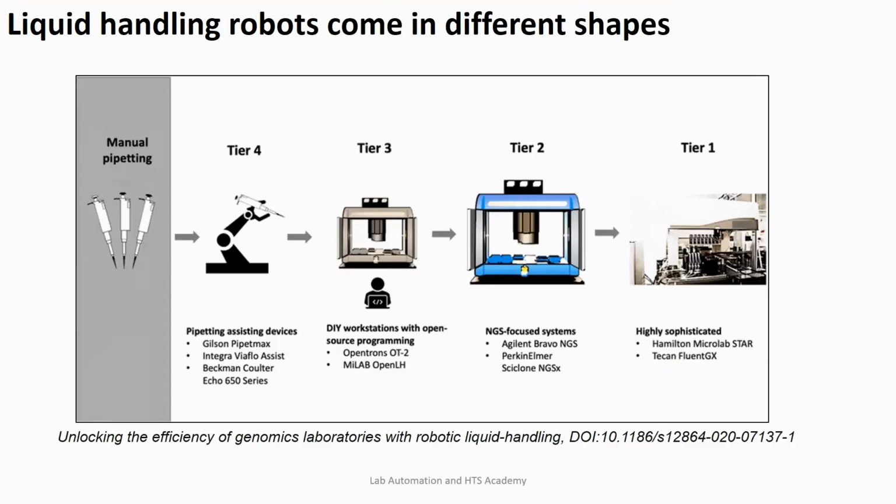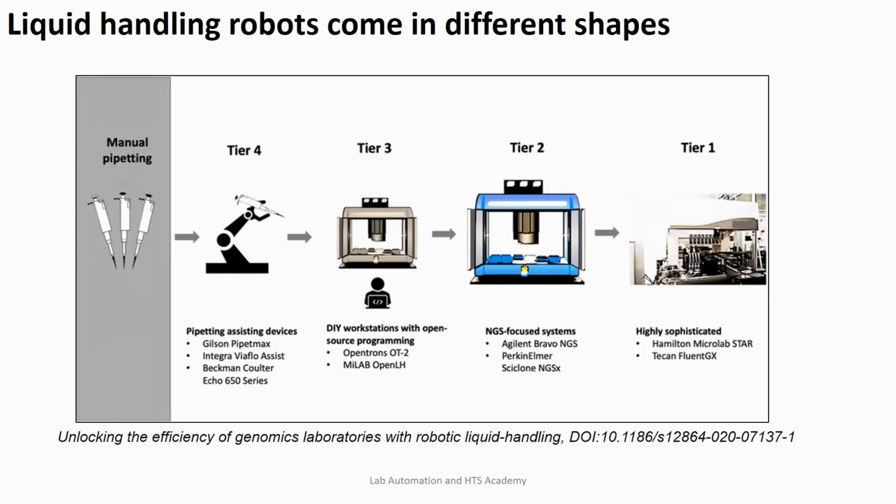It's very hard to put all of the liquid handling in one basket. So I got this image from this paper. I will put the link of this paper also in the description. If you're interested, go ahead and read it. But the whole idea here is that we can roughly classify the liquid handler that we these days see in the lab into like 4 different categories.